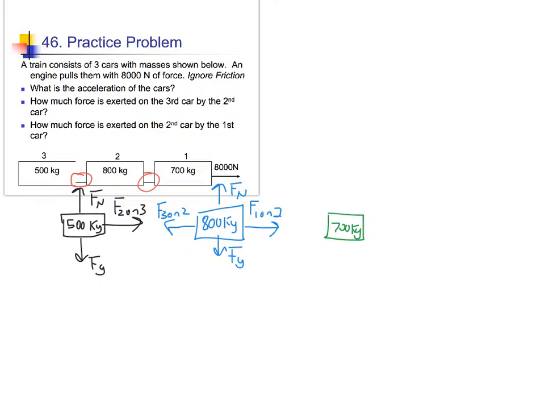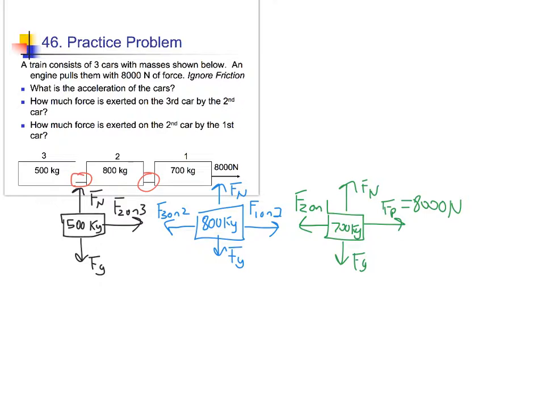Lastly, we have that first car, the 700 kilogram. We have normal and the force of gravity on them as well. We have that forward pulling force from the engine, which is 8,000 newtons. And we have the connection between 1 and 2. Once again, just like 3 affected 2, 2 affects 1, and so we're going to have a backwards force here of 2 on 1.